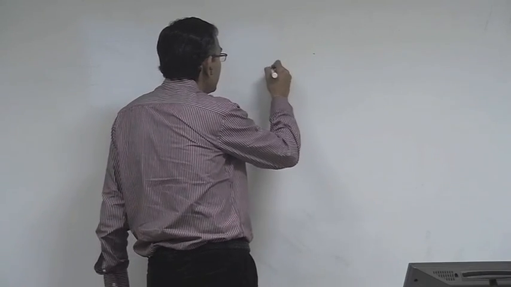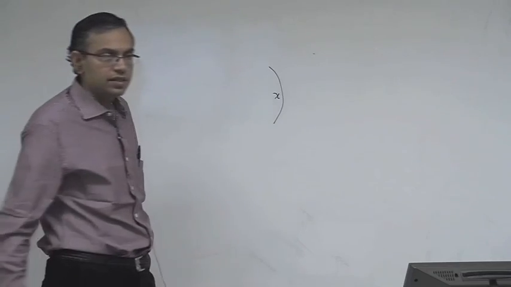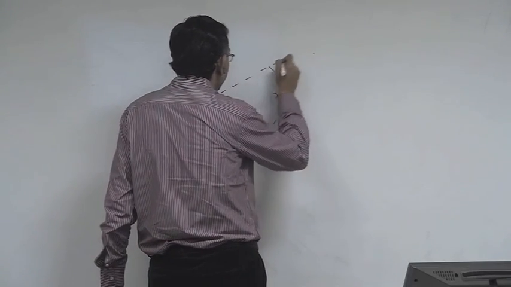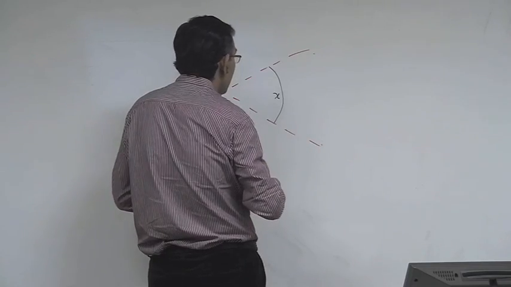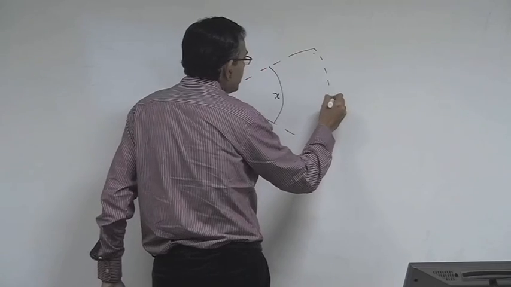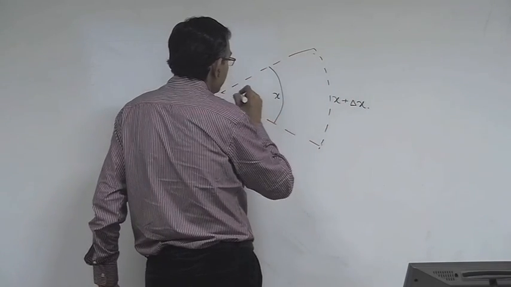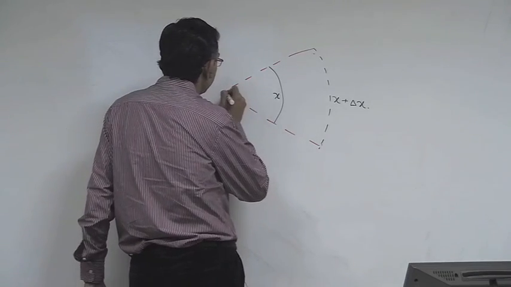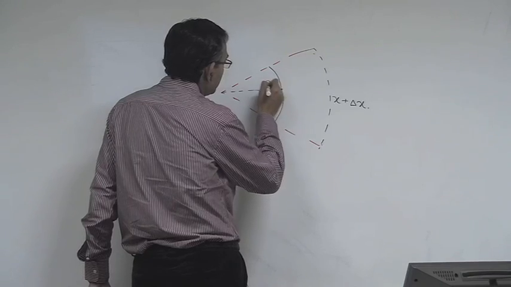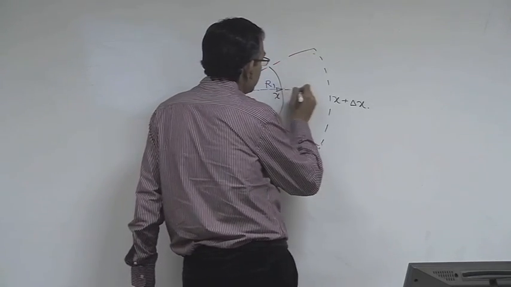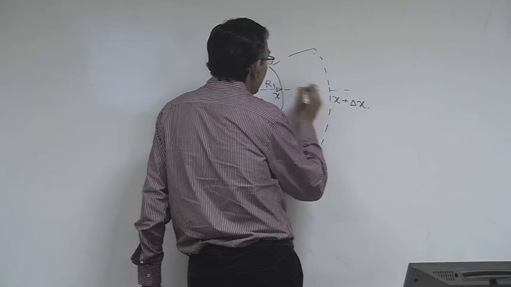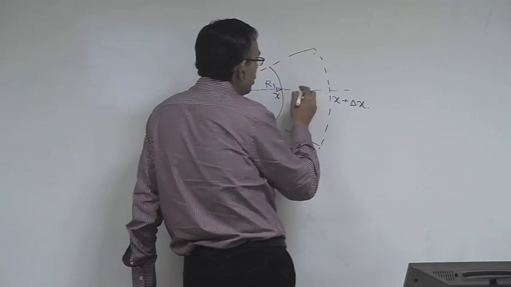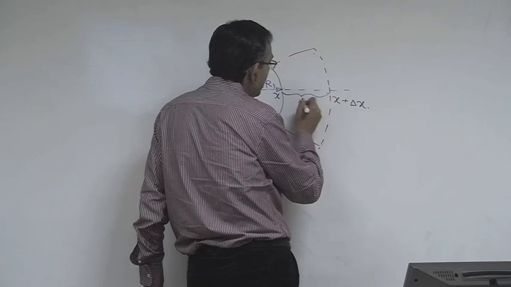So, let us say that this is one of the curves of dimension x. I am not drawing the other one of dimension y. So, this becomes x plus delta x, and this is R 1, and I have just magnified the figure to make it clear to you. Of course, these are all differentially small changes. So, this is delta z.